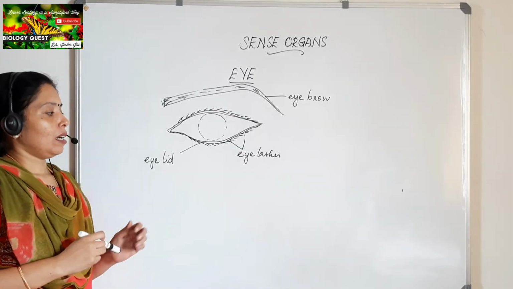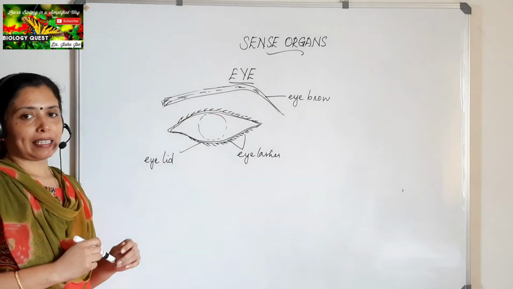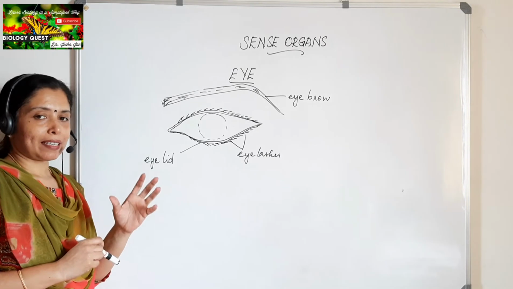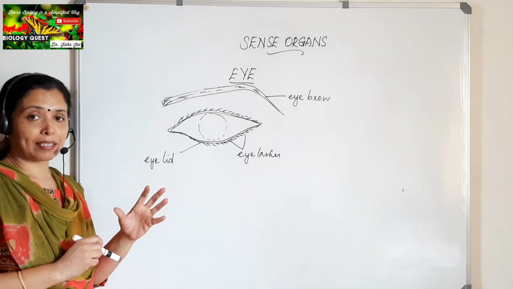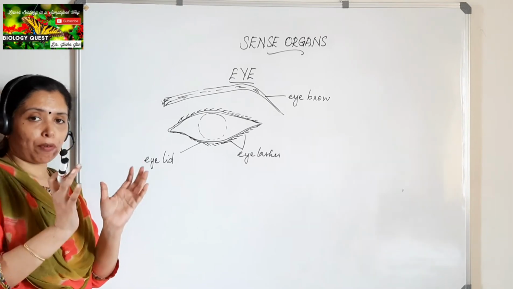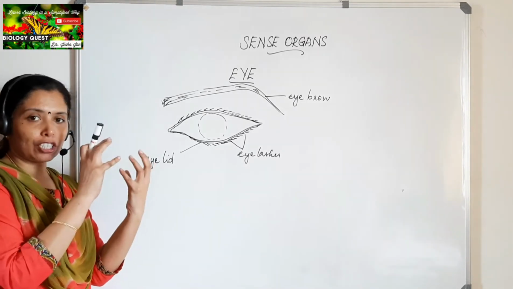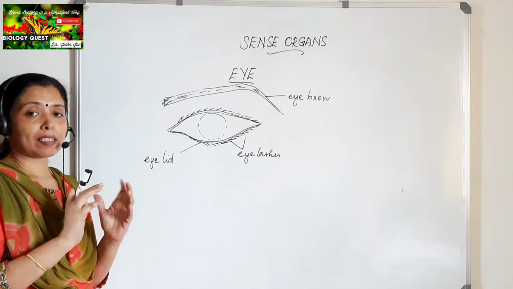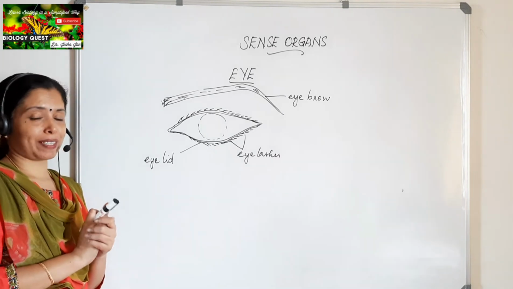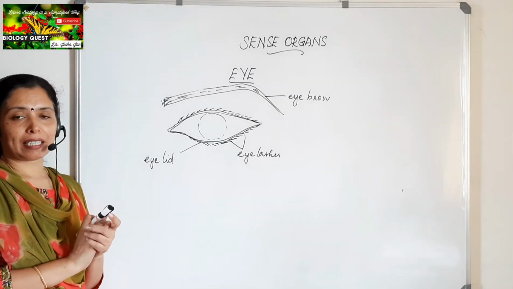So, we have seen about the eyelids, the eyelashes, and the eyebrows. Once again, eyes are present inside deep orbits or sockets, and the eye has the shape of a ball. This ball is inserted into the socket or orbit, and the movement of our eye is possible due to the presence of 6 muscles. Then we have the eyelids protecting the eyes.